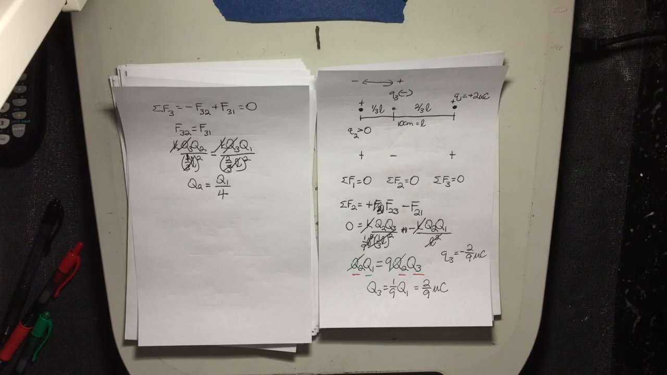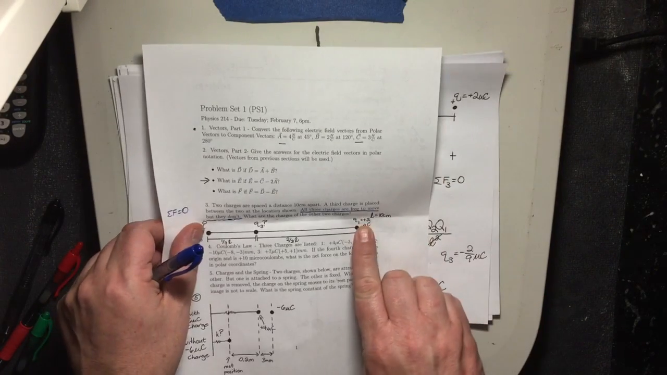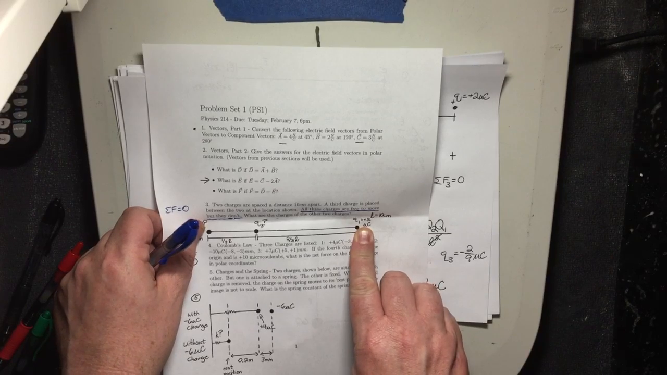That's the answer: Q2 is Q1 over 4. If Q1 is 2 microcoulombs and Q2 is just Q1 divided by 4, I leave it to the student to take 2 and divide by 4. I have to give you some challenge. Where do we find Q1? If you've read the problem, Q1 is positive 2 microcoulombs.